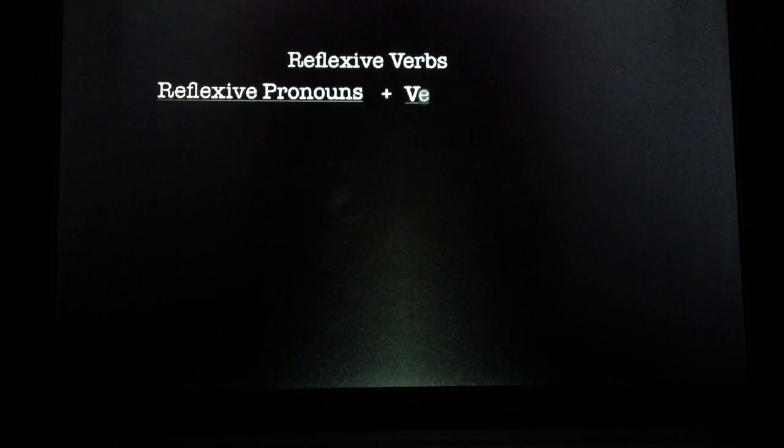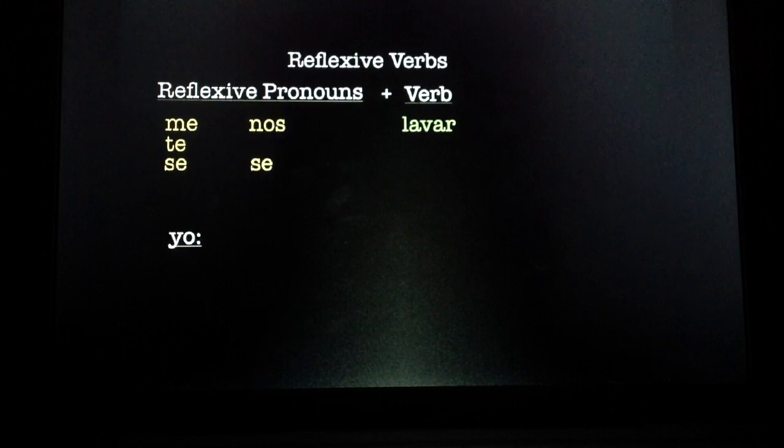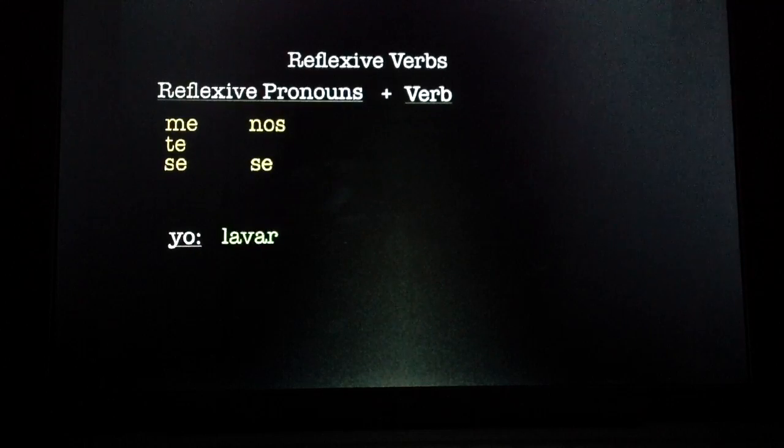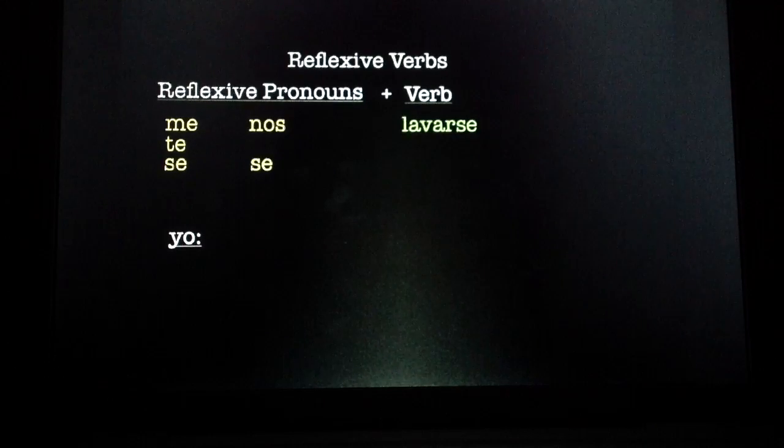We know it's a reflexive pronoun plus a verb. Reflexive pronouns are always going to be me, te, se, nos, and se, and we can put that with any verb such as lavar. Now, let's do this in the yo form. So if we conjugate yo form of lavar, we know that that changes to lavo. But we don't want to deal with lavar. We want to deal with lavarse. So we do the same thing.